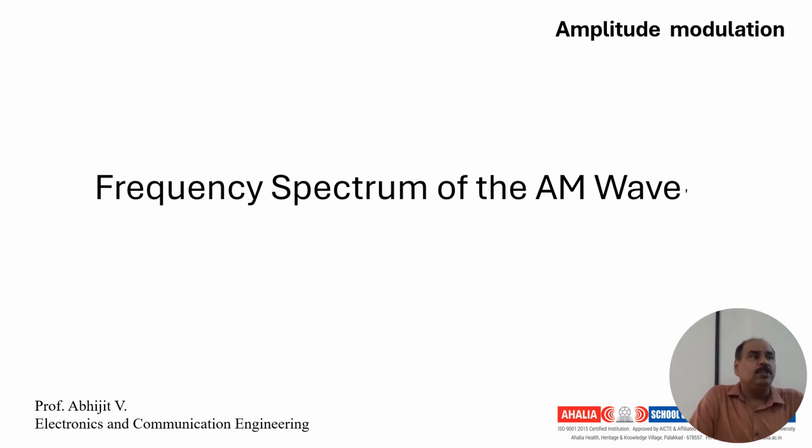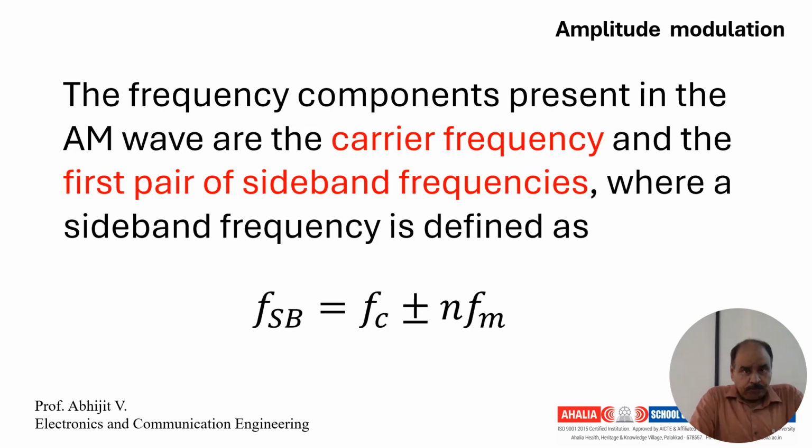Frequency spectrum. What is meant by frequency spectrum of an AM wave? Frequency spectrum of an amplitude modulated wave. The frequency components present in the AM wave are the carrier wave and the first pair of sideband frequency, where a sideband frequency FSB is defined as FC plus or minus FM.